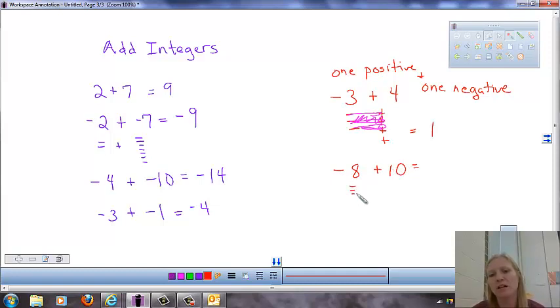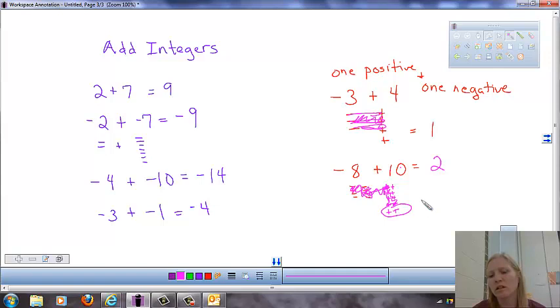So I'd have 8 negative signs and then I'd have 10 positive signs. I'd have lots of positives. I don't know if I can even write them all down. And 8 of these are going to go away. Just like you were subtracting, you're going to subtract 8 of them away. So 10 minus 8 is positive 2.